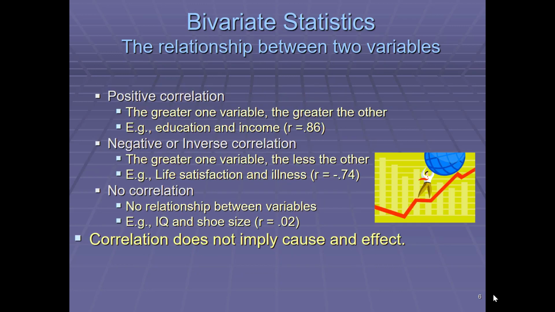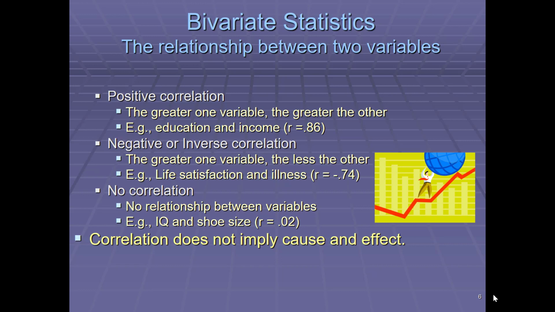Correlation, you're looking at the relationship between two variables, right? Only two variables. And so with positive correlation, the greater one variable, the greater the other. So if you run a correlation and you get a positive correlation, that means that the relationship is going in one direction. So as one increases, the other one also increases.